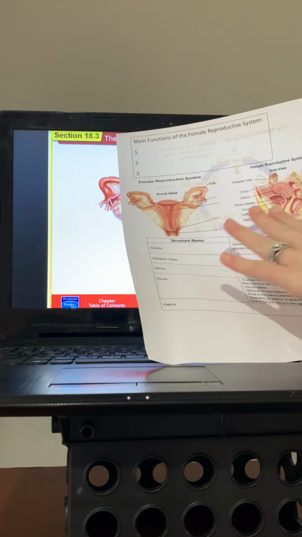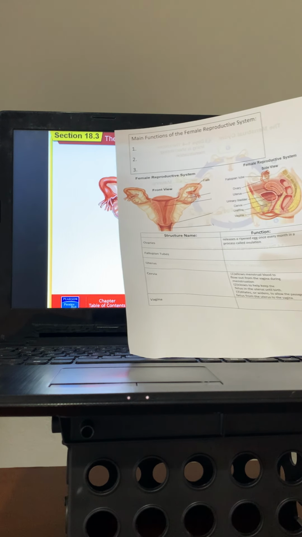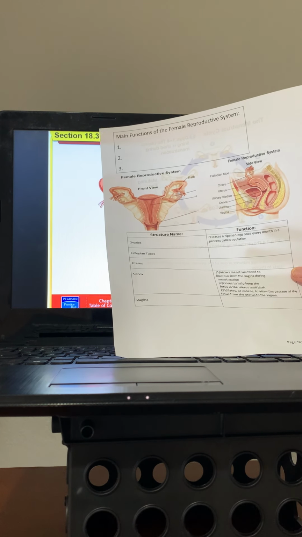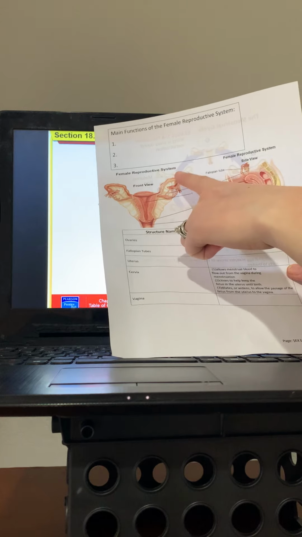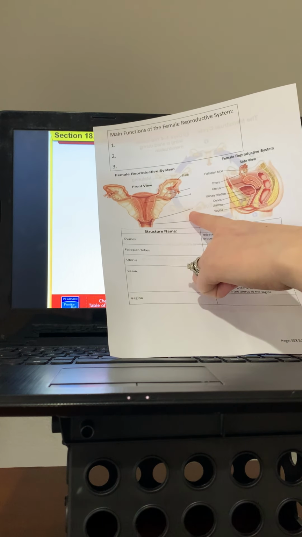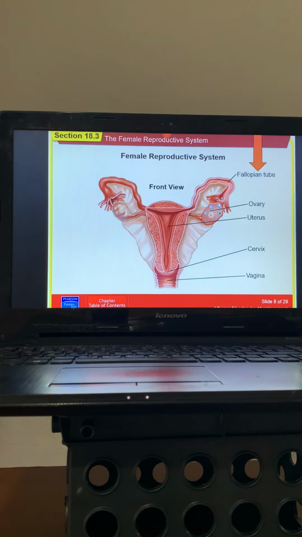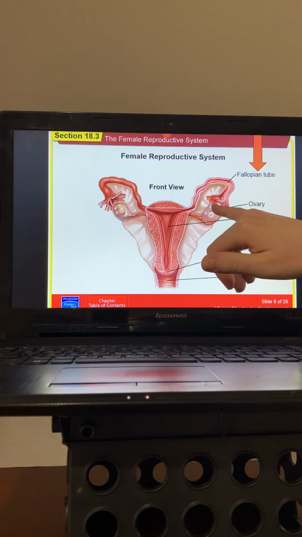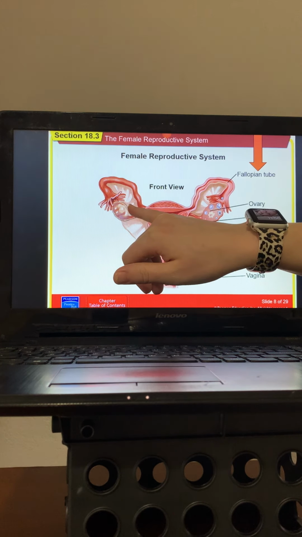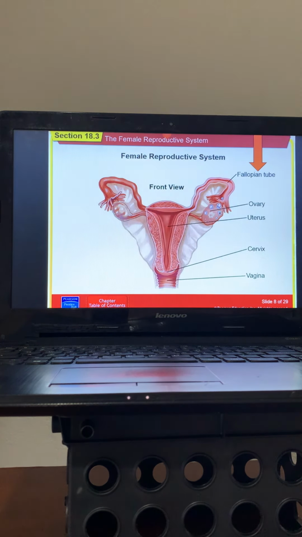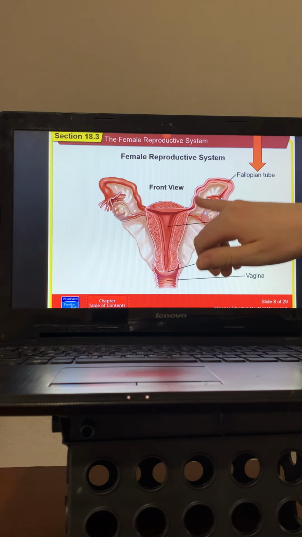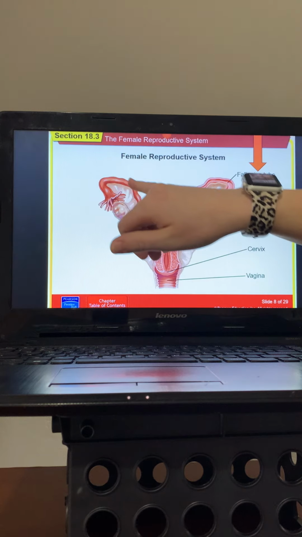So all these structures that we're talking about right now, or we're talking about first, are going to be the internal structures. So you're going to fill out these structures. You'll write them in over here on this side. So here's where we're going to start. We have 2 ovaries. Well, most of the time women have 2 ovaries, which is 1 on each side. There are most of the time 2 fallopian tubes. So there are these tube-like structures right here.